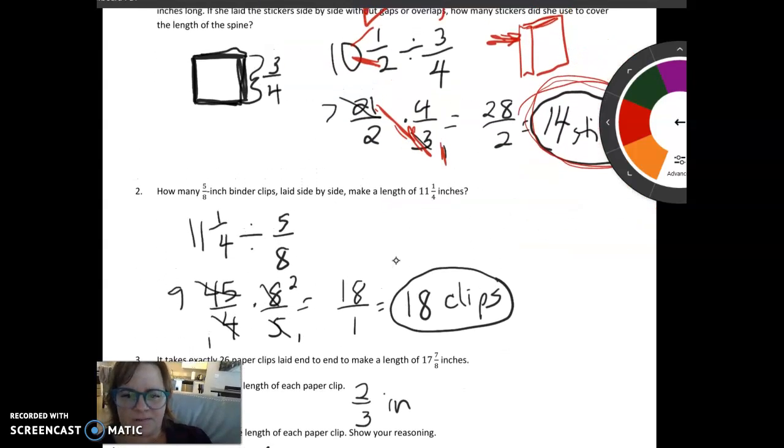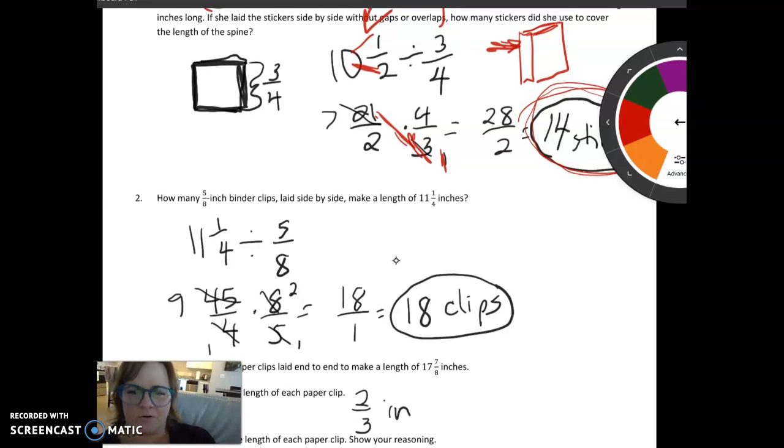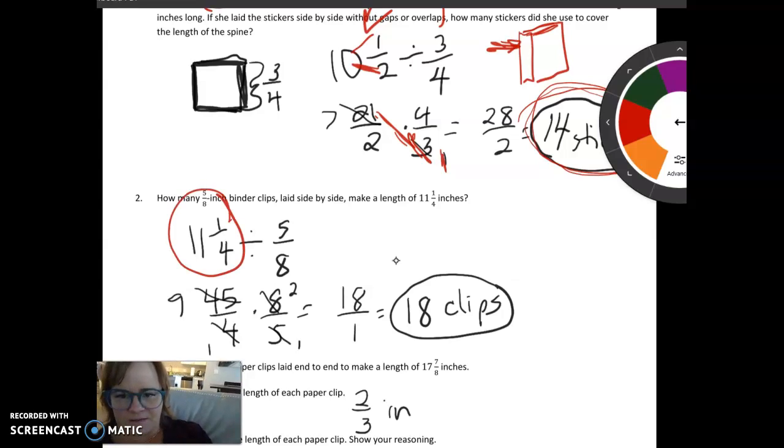All right, the next one is very similar. This time, though, we're looking at binder clips, and we're trying to figure out how many of them we could lay end to end to get a length of 11.25 inches. Each binder clip is 5/8 of an inch, so we're going to take 11.25 divided by 5/8. So again, I'm going to take this mixed number and turn it into an improper fraction. To do that, I'm going to multiply 11 times 4, and then add 1. So 11 times 4 is 44, plus the 1 I added is 45, so 45/4.